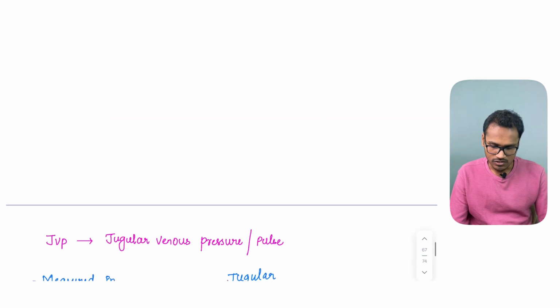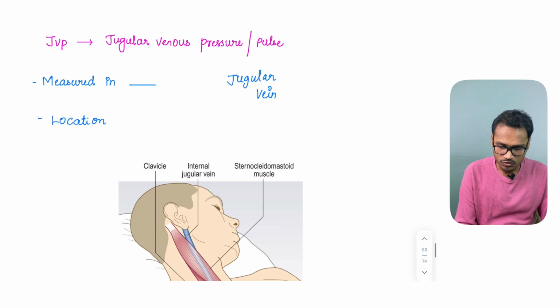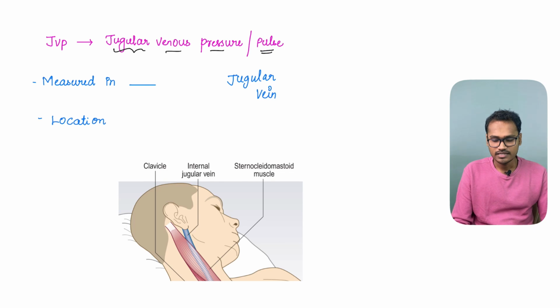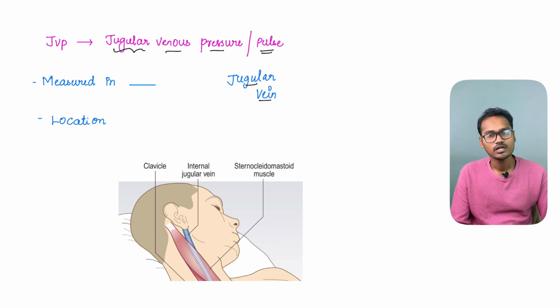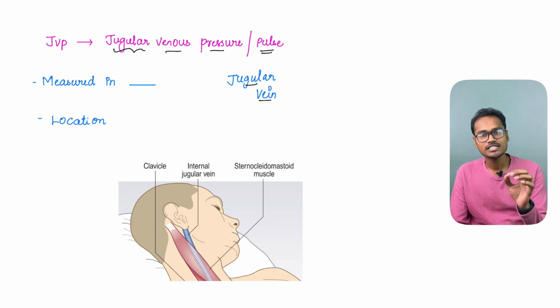So let's try to understand what this JVP is, what the different waveforms of JVP are, and what its abnormalities are. The full form, which most of you might know, is jugular venous pressure or jugular venous pulse. This is a pulse or pressure which is measured in a vein, and that is nothing but a jugular vein. If you have your anatomical knowledge, you must have read about two jugular veins, the external jugular vein and the internal jugular vein. Please note this point.